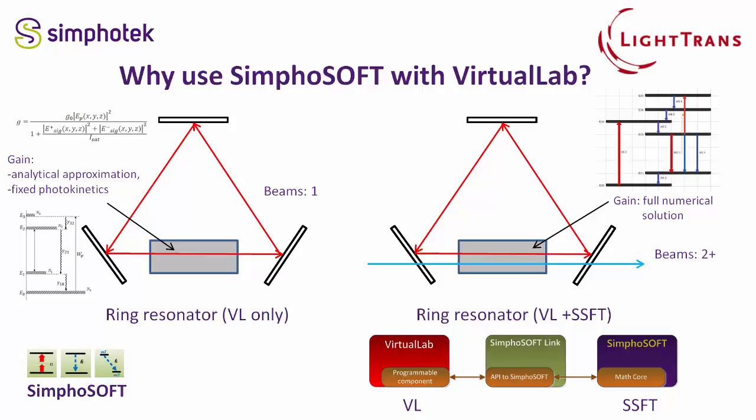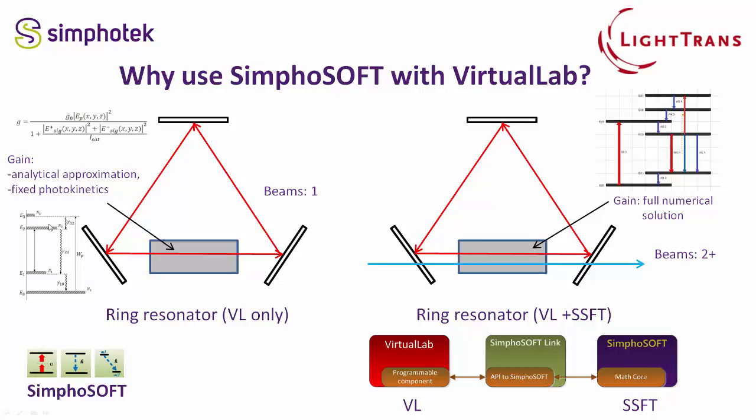Today I'm going to show you an example of a ring resonator, which is shown here on the left and on the right. If we use VirtualLab only to model a ring resonator, we're only allowed to use one laser beam, in this case the seed beam, which goes around the cavity. If you want to model a gain material, you'll have to use an analytical approximation using fixed photokinetics.